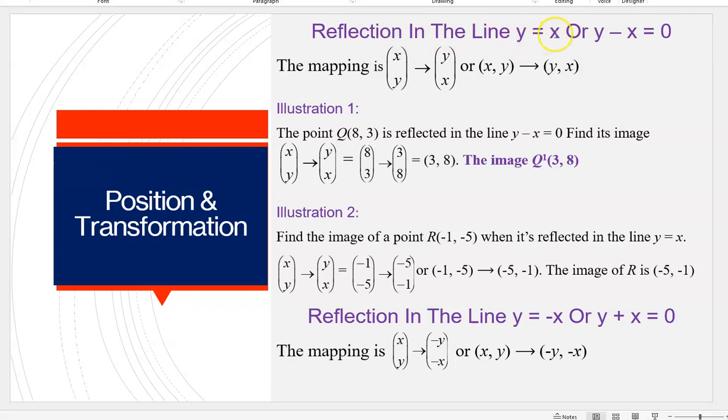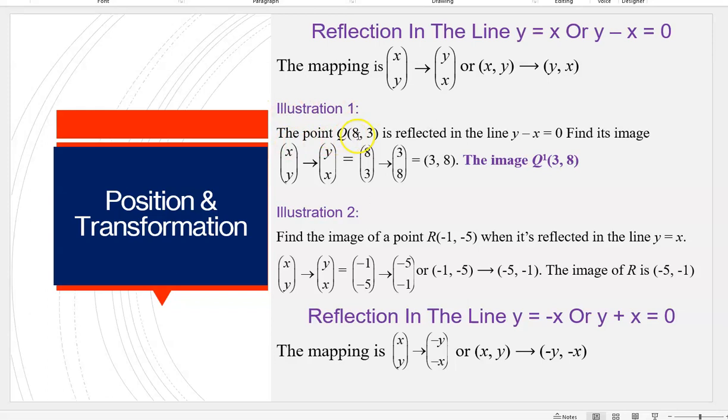Reflection in the line y equals x, or y minus x equals 0. This wasn't actually part of the earlier syllabus. They just added this to the new curriculum by the National Council for Curriculum and Assessment. This is a new topic that they have added. So the mapping is xy maps to yx. We are going to look at a few examples under that.